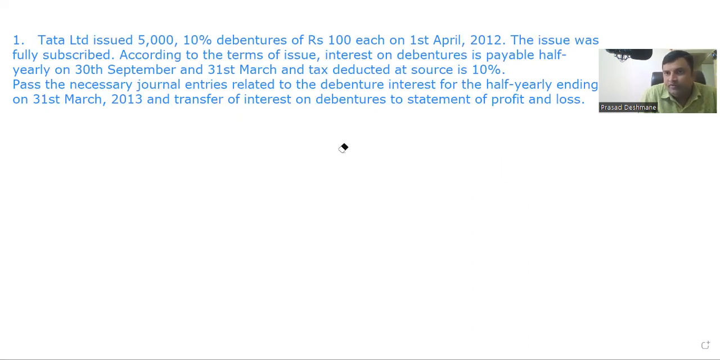As you know, when we transfer discount to the P&L account, we are transferring losses to the P&L account. Similarly, we have to transfer the interest also to the P&L account. Is the sum clear? Did you understand the sum? What is the requirement of the sum? We'll start then.